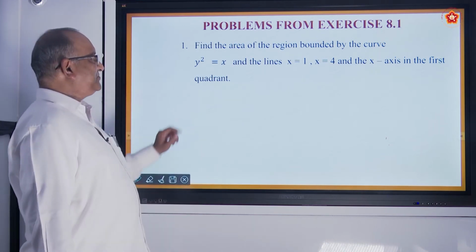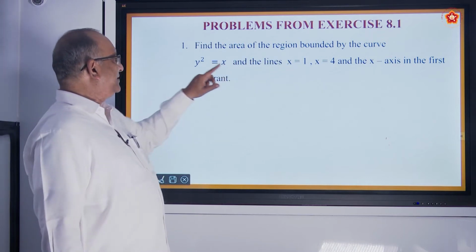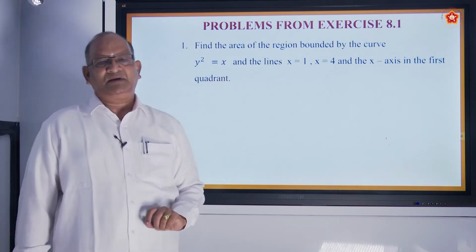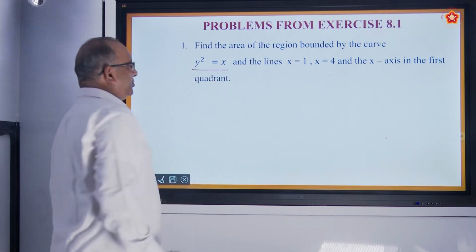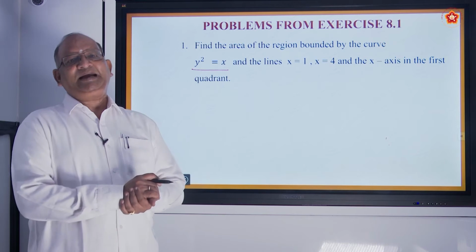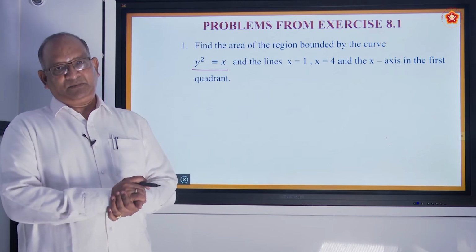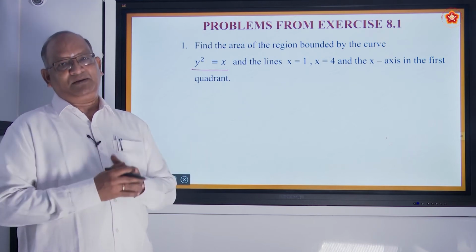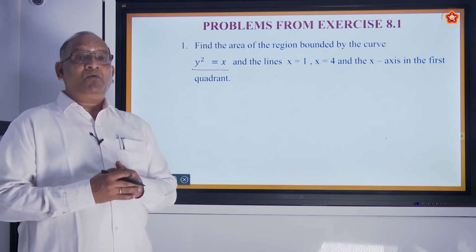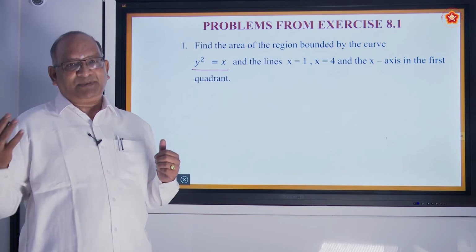The first problem is: find the area of the region bounded by the curve y square equal to x. Whenever you see a function, for example here is a function, you should be able to guess what kind of curve you are going to get. For example, in this case y square equal to x, it is going to be a parabola. If it is so, what kind of parabola? Is it opening to the right side?